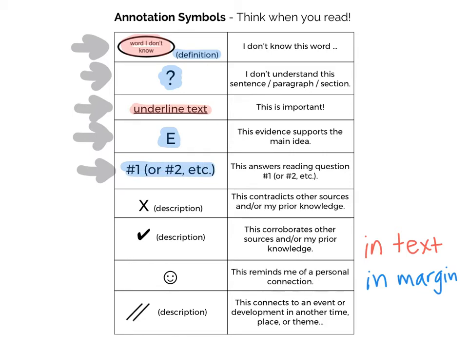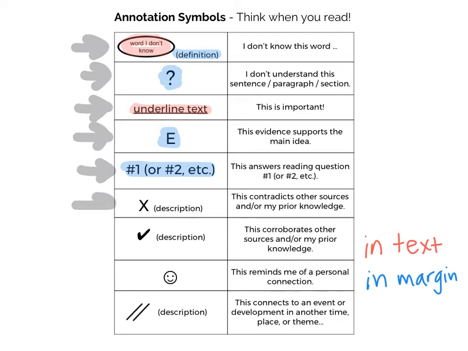So if this particular paragraph answers question 6 on your guided reading, then you'll put a number 6 in the margin so that you know when it's time to write down an answer to number 6, you're going to come back to that paragraph and find the answer to that reading question.